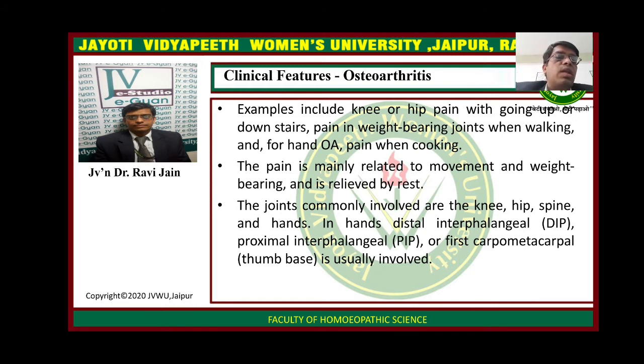The joints commonly involved are the knee joint, hip joint, spine, and hands. In the hands, the distal interphalangeal joints, that is DIP joints, the proximal interphalangeal joints, and the first carpometacarpal joints, the thumb base, are usually involved.